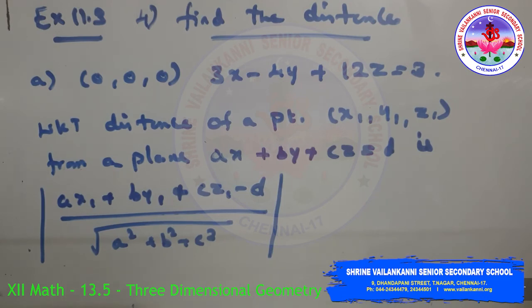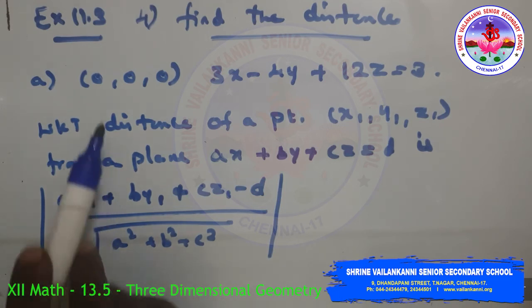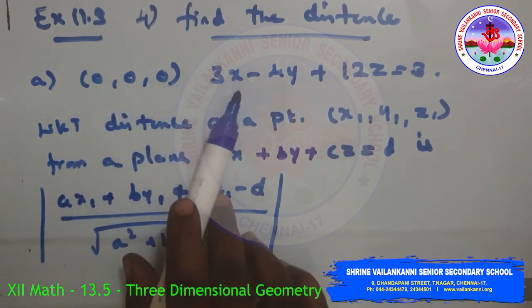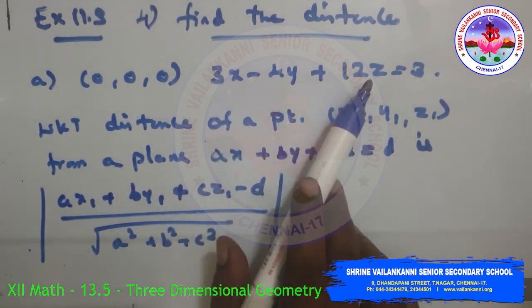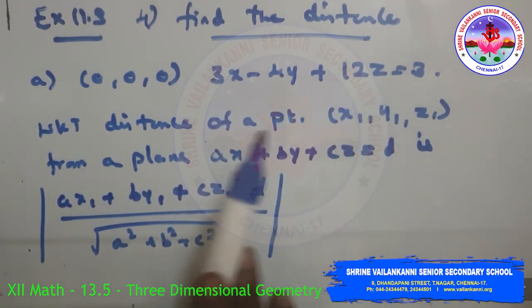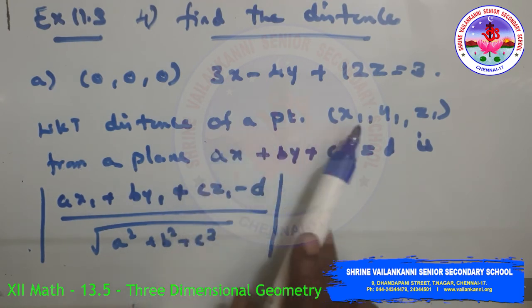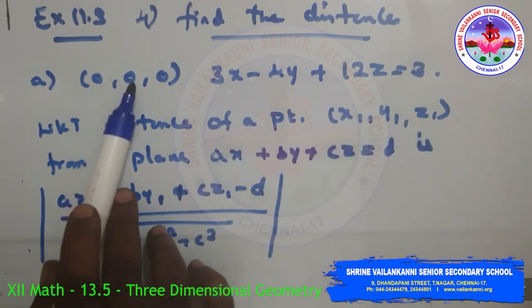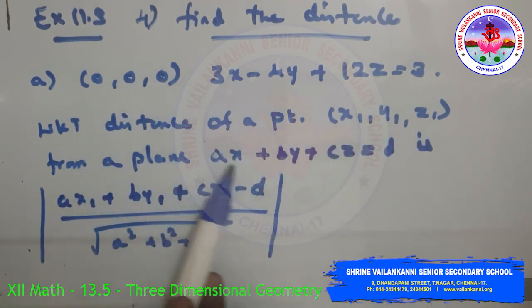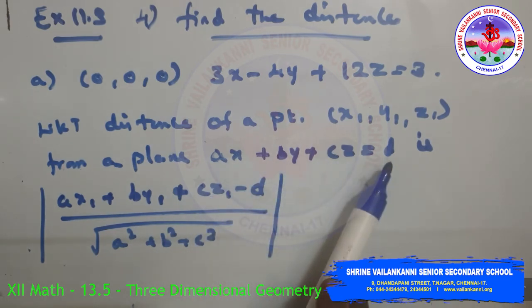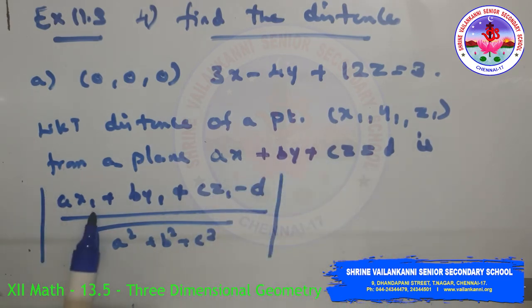Exercise 11.3, question 14. Find the distance of each of the given points from the corresponding given planes. The point is 0, 0, 0 and the plane is given as 3x minus 4y plus 12z equal to 3. We know that the distance of a point x1, y1, z1 from a plane ax plus by plus cz equal to d is modulus of (ax1 plus by1 plus cz1 minus d) whole upon root of a square plus b square plus c square.